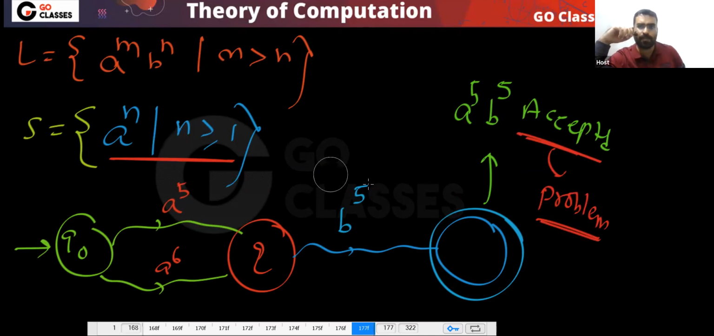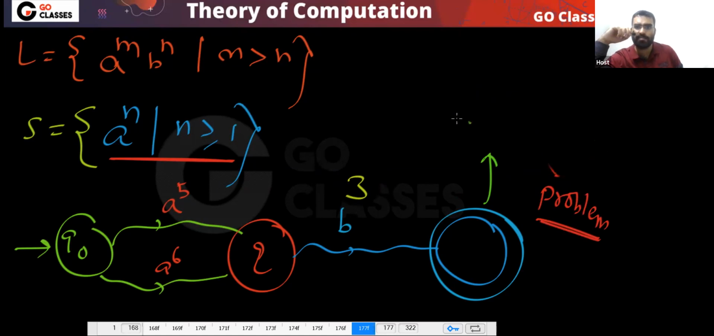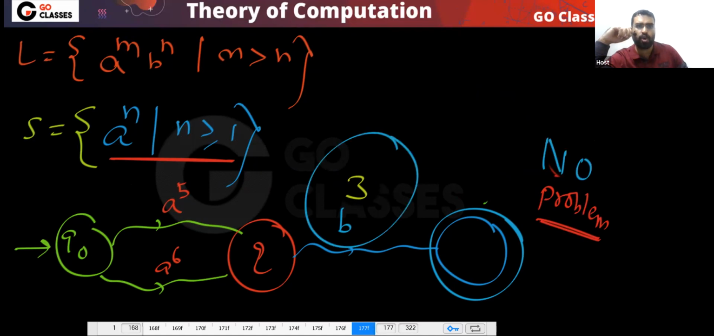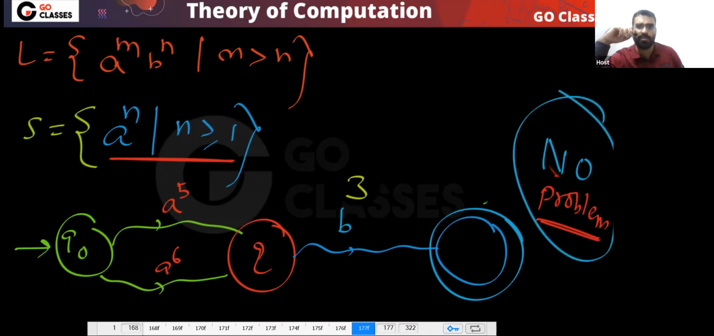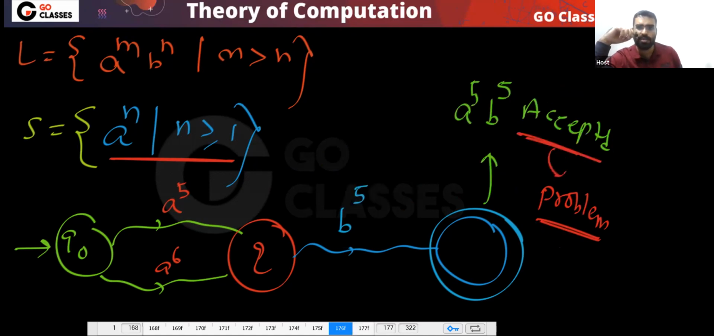Will the extension b power 3 create the problem? There is no problem, just go to the final state. So this extension is not going to create a problem. Is this clear to everyone? Let me know.